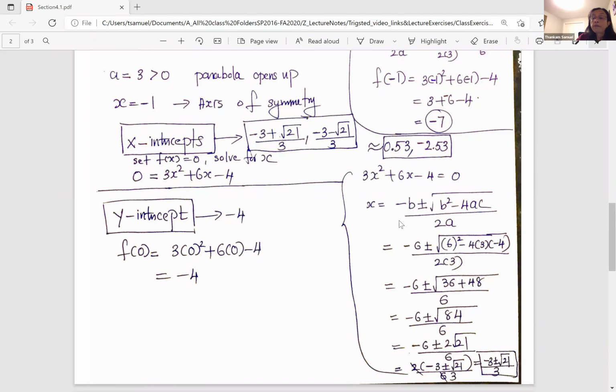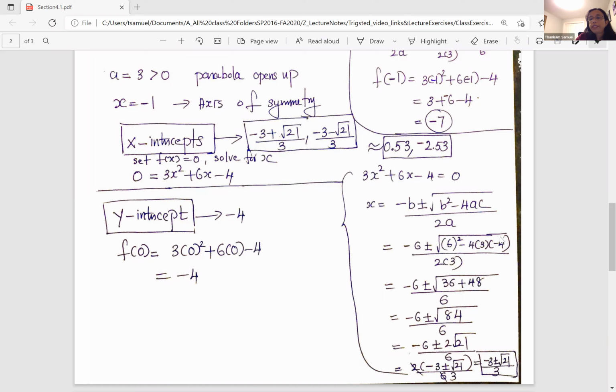So you remember the quadratic formula. The quadratic formula is negative b plus or minus the square root of b squared minus 4ac, the whole quantity divided by 2a. So in this case, a is 3, b is 6, and c is -4. So -6 plus or minus the square root of 6 squared minus 4 times 3 times -4, the whole quantity divided by 2 times 3.